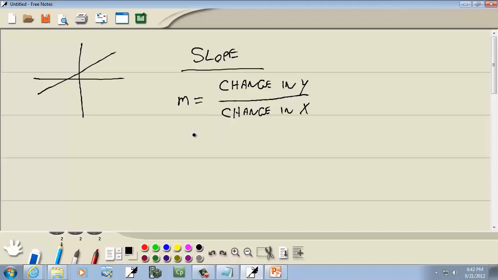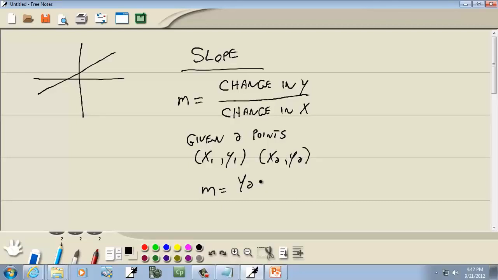Now, if you're given 2 points, x1 and y1, and x2 and y2, then there's a formula for your slope. Your slope is y2 minus y1 over x2 minus x1. Now, if I were to draw the line between 2 points, like what we're given right here, and draw a line through them.